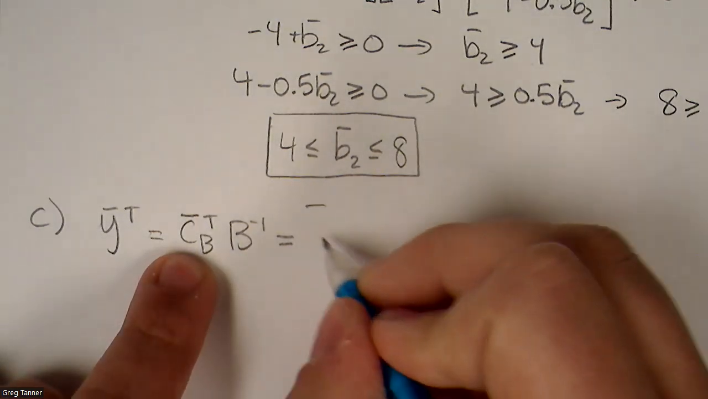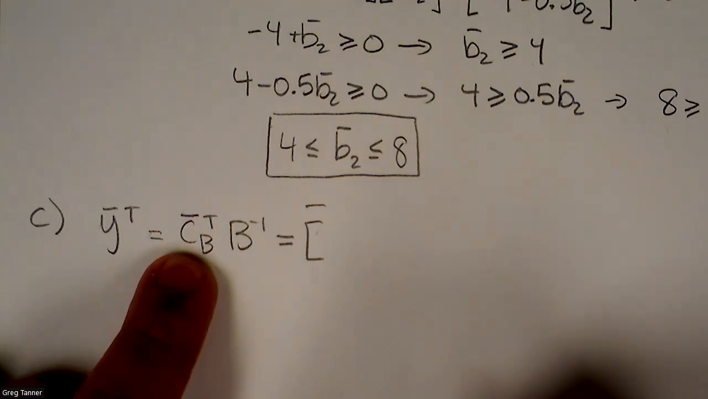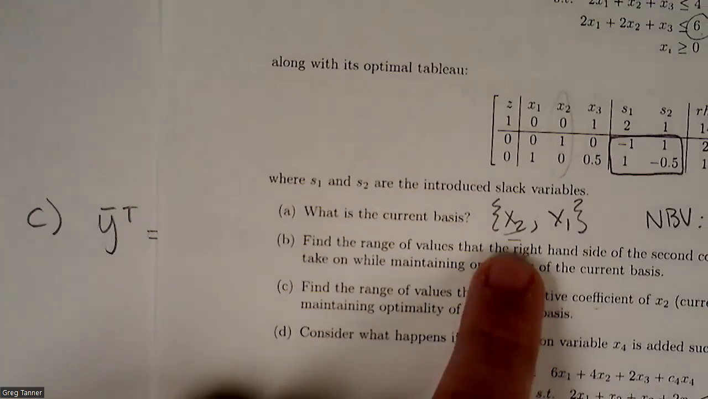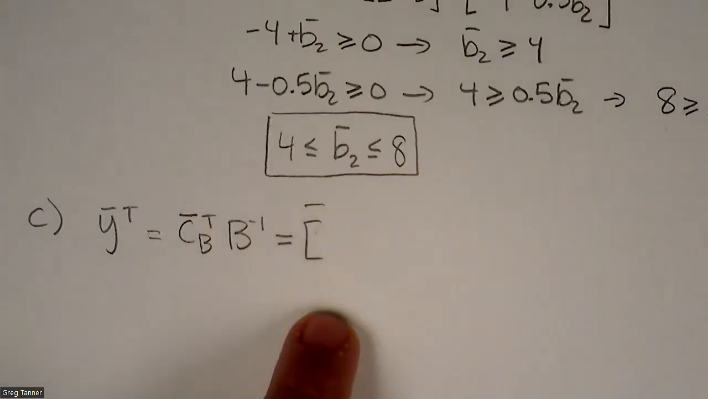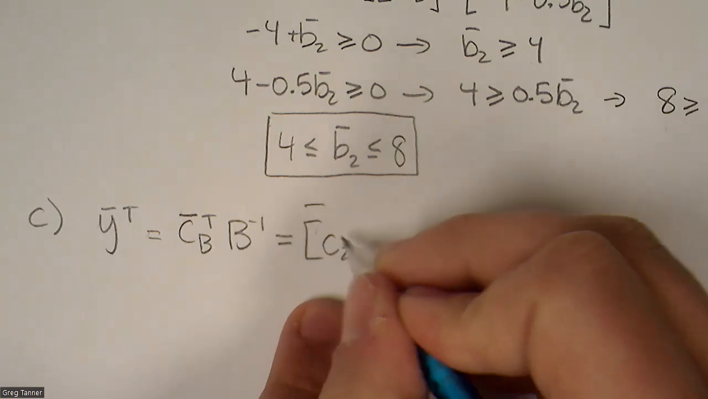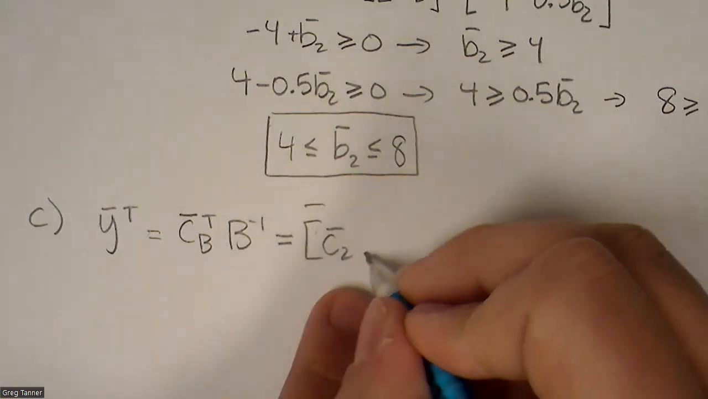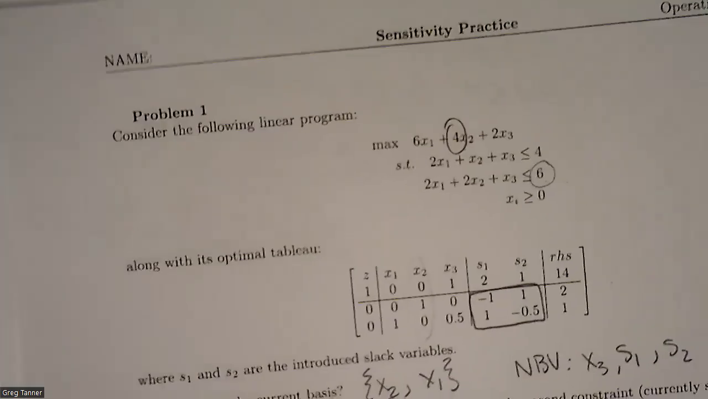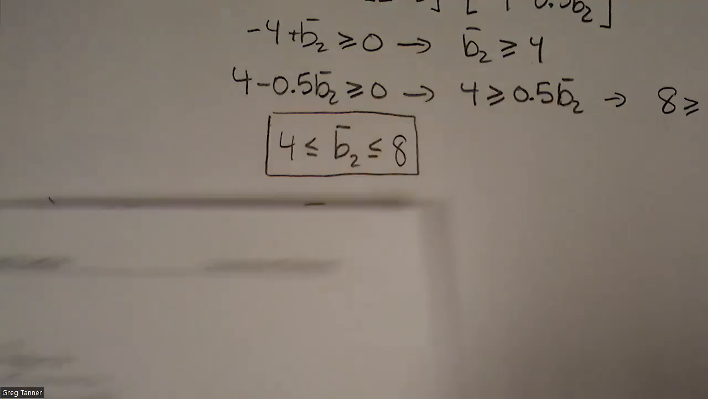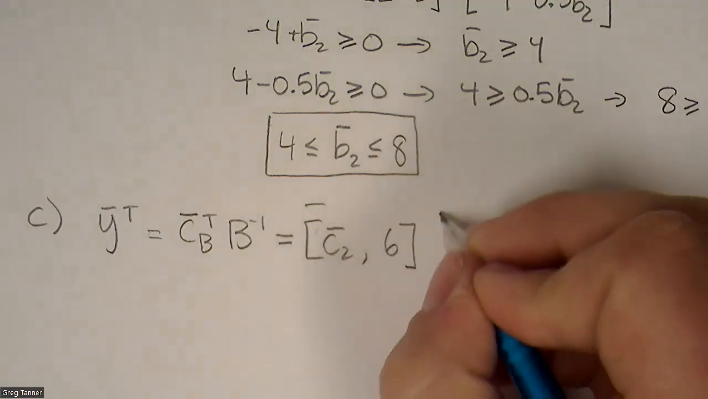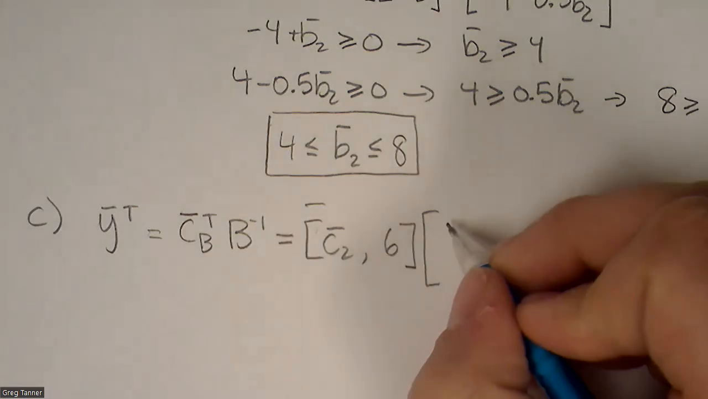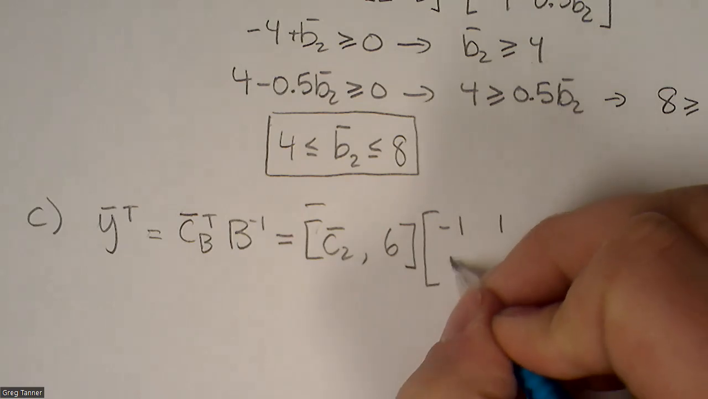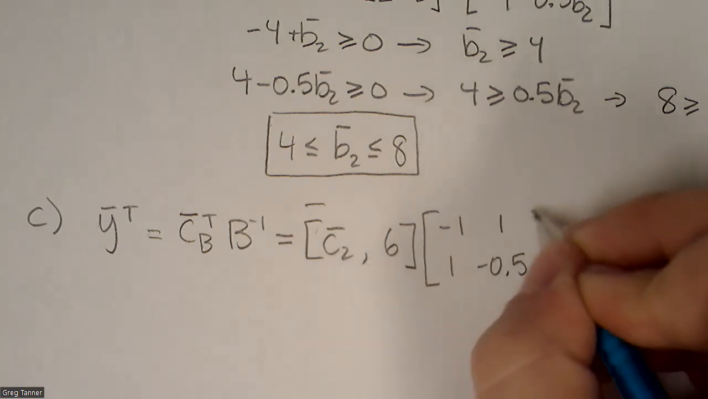So let's go ahead and write this out. Our basis variables are currently ordered x2 and then x1, so we're going to want to put C2 in first and then C1. C1's current value is this 6 right here, so we'll put that 6 there. Then we'll multiply by that B inverse matrix. It's the same matrix that we used in the previous part: -1, 1, 1, -0.5.